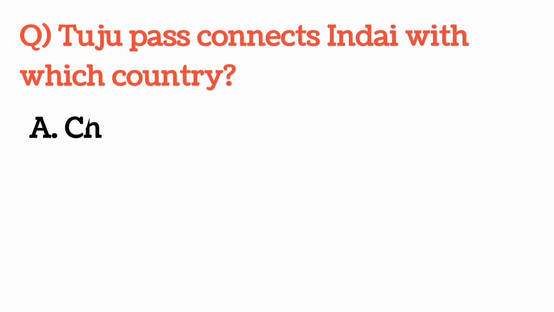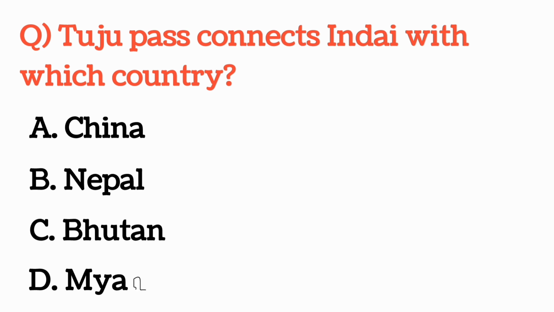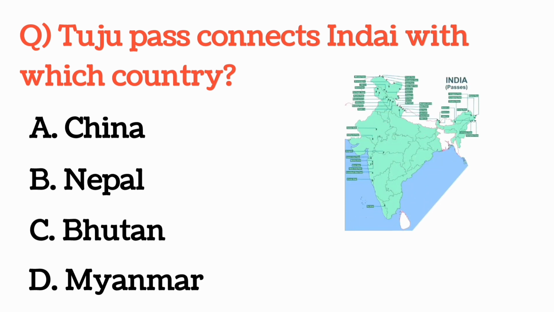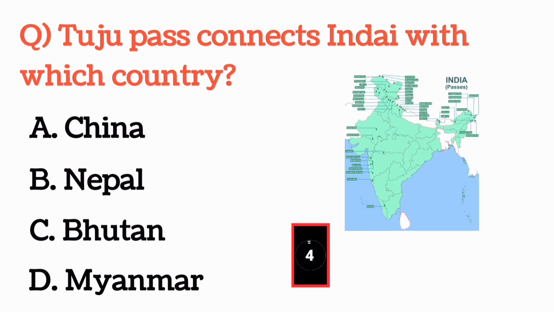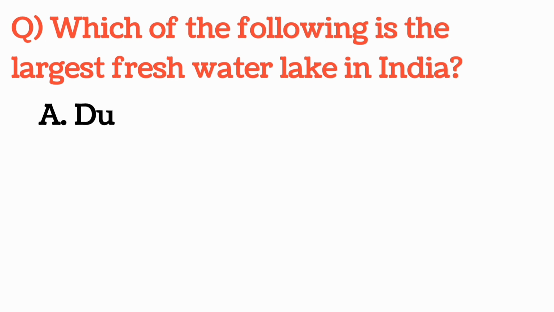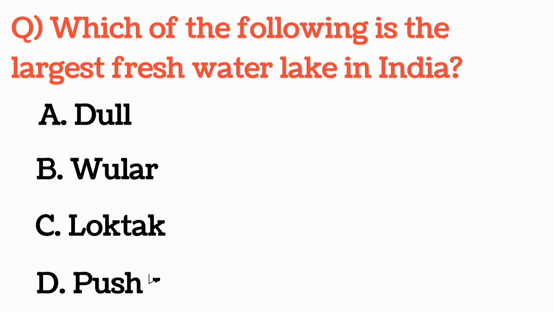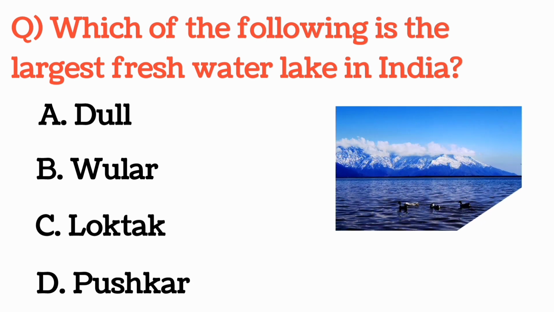Tuju Pass connects India with which country? Myanmar. Which of the following is the largest freshwater lake in India? Answer is Ular.